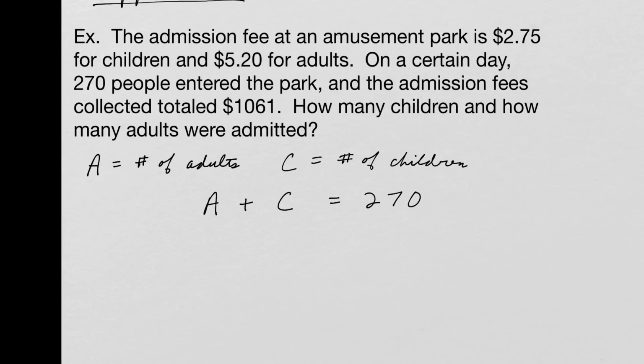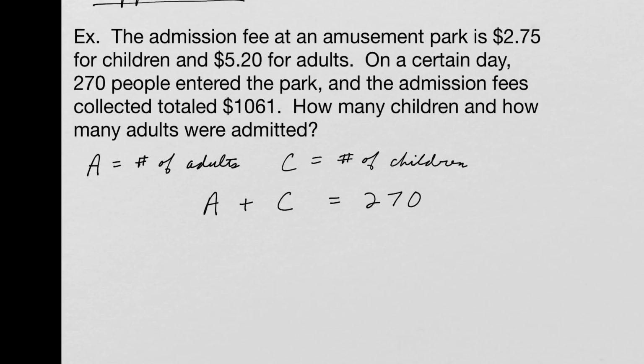And then the last part of that sentence, I can come up with my second equation. It says, and the admission fees collected totaled $1,061. So we need to figure out, well, how much was collected from the adults and how much was collected from the children. If I add those together, I should get 1,061.